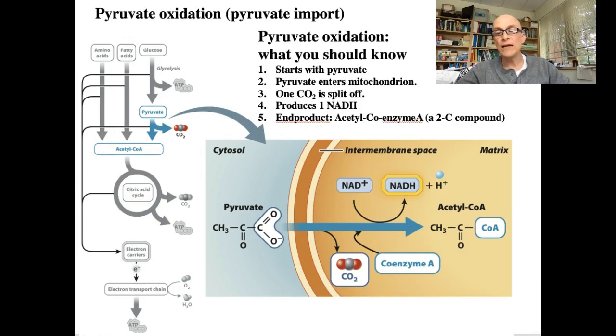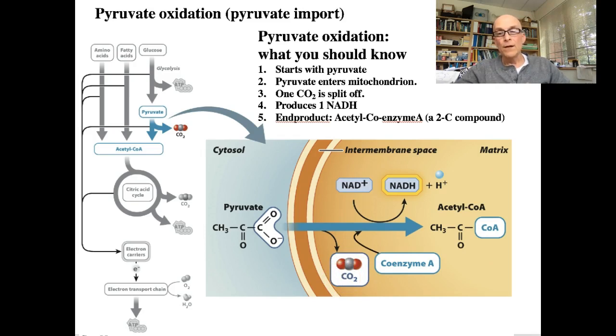So let me put down here what I think you should remember. You should remember that this step starts with pyruvate. Pyruvate enters the mitochondrion. One carbon dioxide is split off. One NADH is produced. The endpoint is acetyl-CoA. This is a C2 compound, 1, 2 carbons. This is a C3 compound, 1, 2, 3. Where's the carbon going from 3 to 2? Well, of course, it goes here, right? One C is left over here. So that's where carbon gets lost from the system.